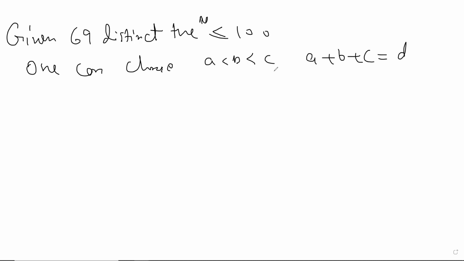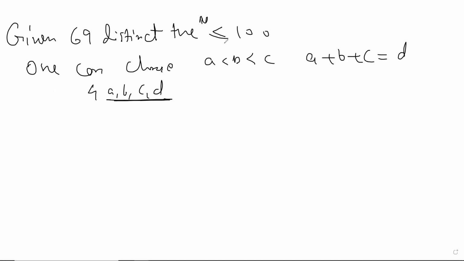Is this statement, D is any number taken from 69 distinct positive integers? And is this statement true for 68 also? Okay, that's a separate thing. Basically they're saying given any 69 numbers, you can choose 4 numbers A, B, C, D so that one of them is the sum of the other 3. That's the condition.